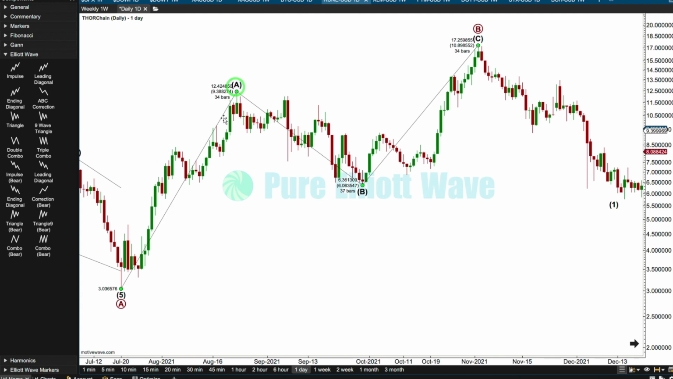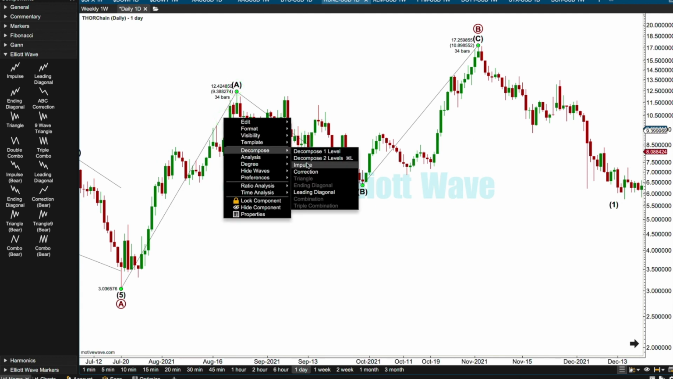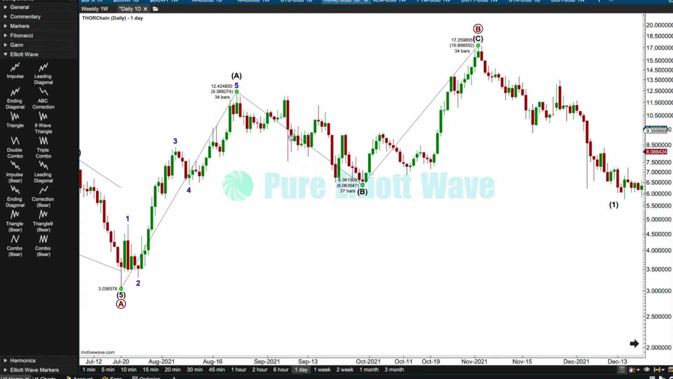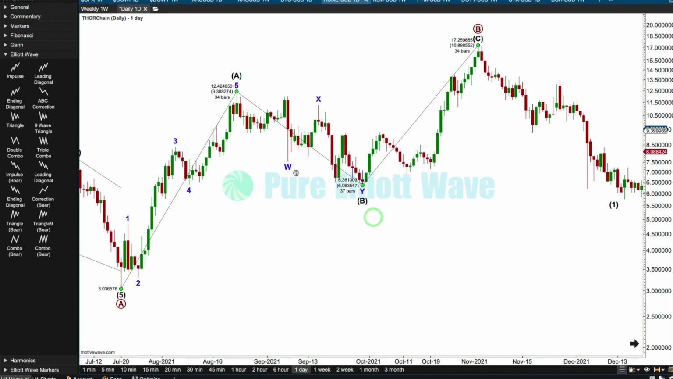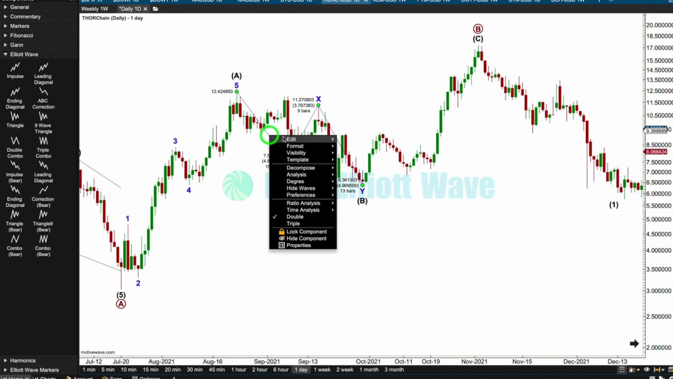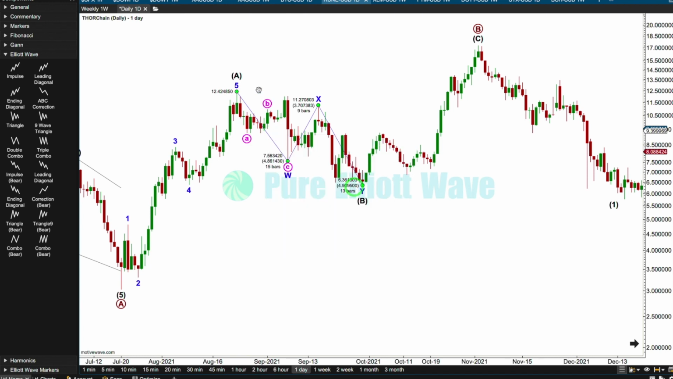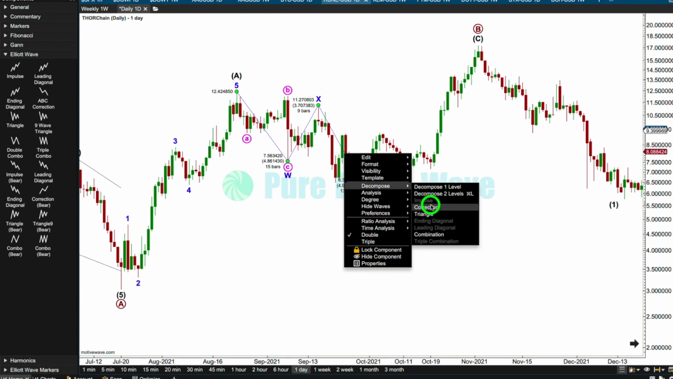This looks like an okay impulse for intermediate A. Intermediate B, this looks like a double zigzag. First zigzag in the double here. No, put that here. X looks like a decent zigzag, and the second zigzag in the double here.